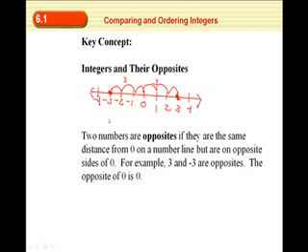So take a second and get this down in your notes about opposites. And when you're ready to go, just pause it while you're writing. When you're ready to go, we'll tackle example 1.